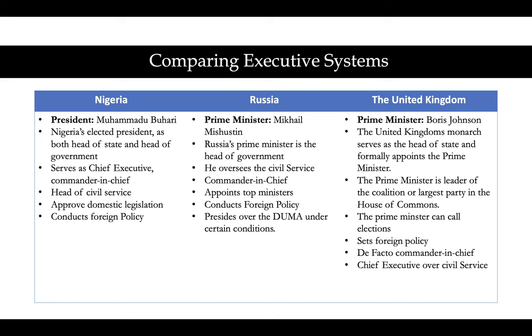Okay, now you need to know the prime minister is from the majority party in the House of Commons. It's the leader of the majority party and of the most powerful party. The prime minister is selected typically from the House of Commons. There are two houses in Parliament. You have to know this. We're going to get into it when we get to legislators, but if you don't know it, let's talk about it now. There are two houses in Parliament.